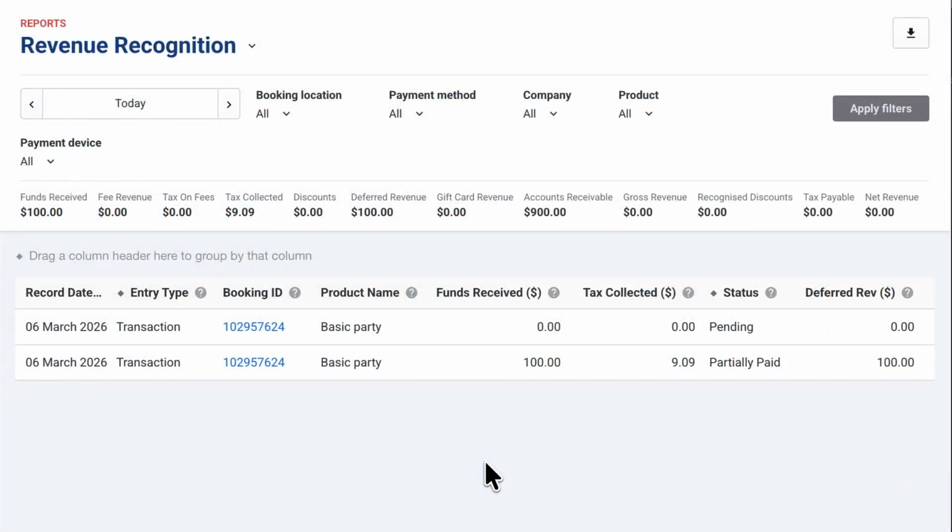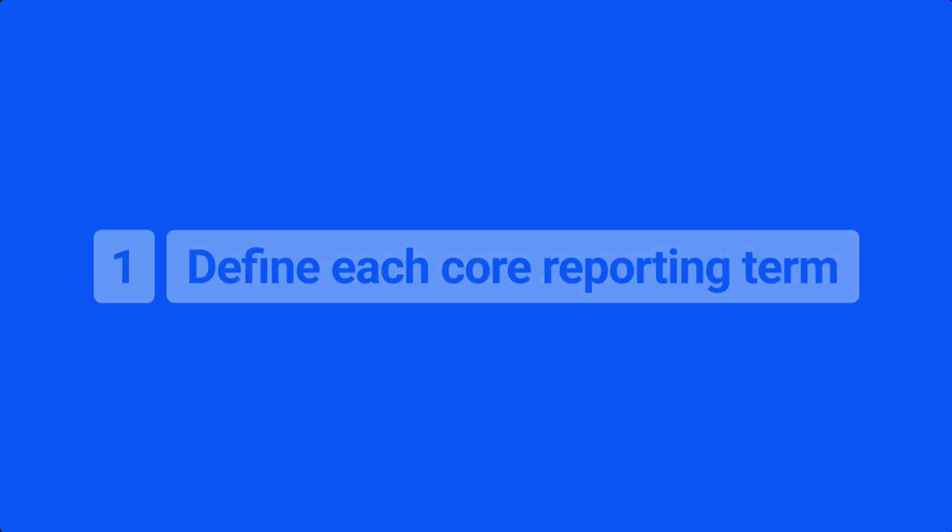If you've ever opened a Roller report and seen terms like deferred revenue, net revenue, or tax payable, you might have wondered how they all connect. Understanding these terms is key to interpreting your reports correctly and producing accurate month-end figures. In this video, we'll define each core reporting term and show how they connect across the revenue lifecycle. Let's start with a clear definition.